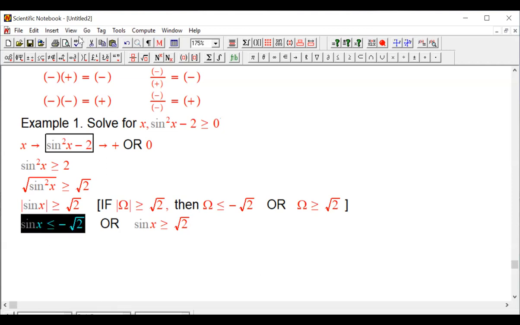What do we get from the first one? Well, remember the range of sine. What's the range of sine x?